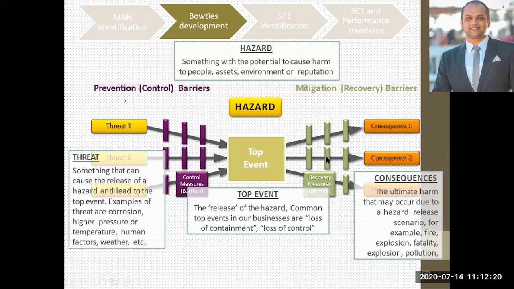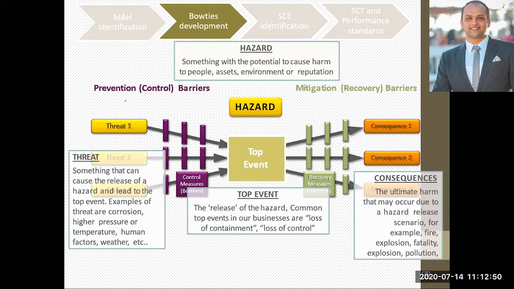And then we'll talk a little bit about the barriers, but leave the barriers now. Actually, they are the most important part of this. However, leave it for now, and let's see what the threat is. A threat here is something which can lead to the top event, lead to the loss of containment, lead to the scenario which we don't want to reach. If you have corrosion in your pipeline, it will lead to a loss of containment. If you have high pressure, high temperature, human factor, weather, whatever, these are the threats you have in your case.